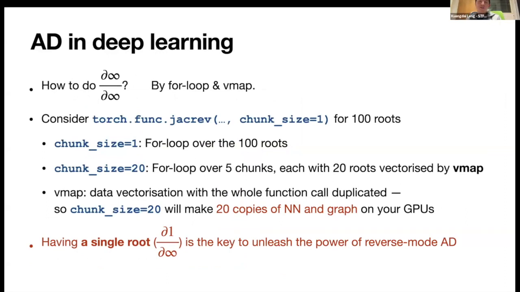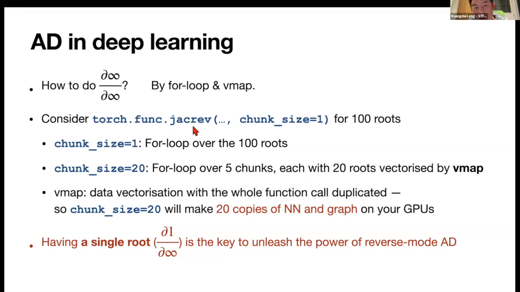Yeah, I totally understand. I only have these slides on PyTorch. What I'm trying to say here is that if you have many roots, you can specify them for the Jacobian reverse mode, because it's reverse mode, so you can only have one root. If you have 100 roots and you do chunk size equals 1, then you will have a for loop over the 100 roots, no problem. If you use a larger chunk size, like 20, it will make 5 chunks, each with 20 roots vectorized by VMAP.